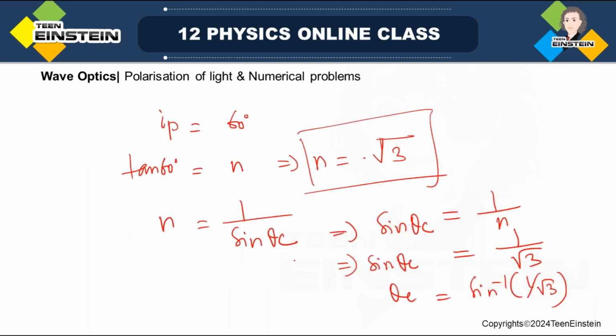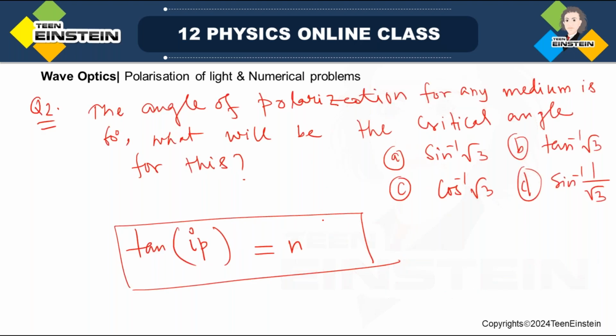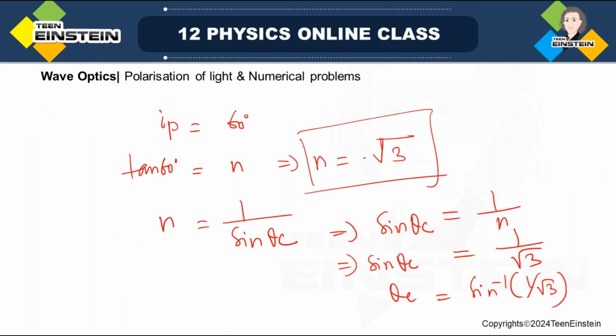Angle of polarization is given, so we can find out the refractive index from this, and then we can write down the condition for total internal reflection, that is sine theta c is equal to 1 over n. So this is the condition, right? From there we can find this.